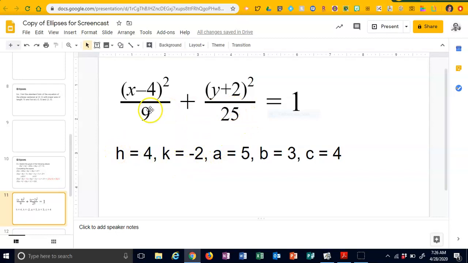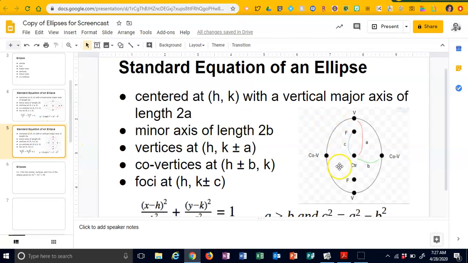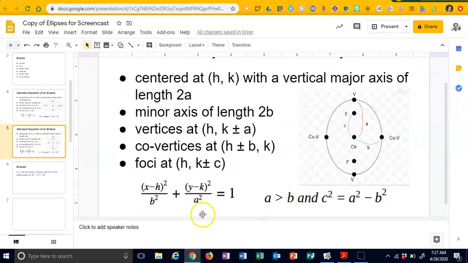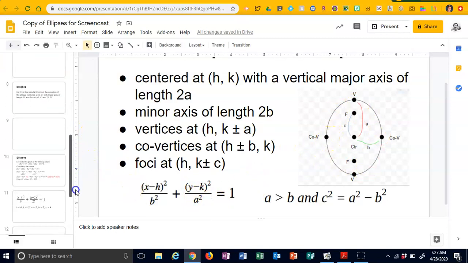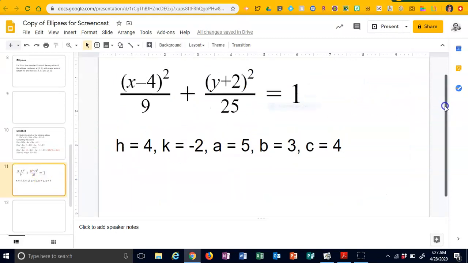The biggest number underneath either of these is the 25. So that's a squared. So I'm using the vertical. If I go back to the vertical, this is a vertical ellipse, because the bigger number is on the a part, the a squared is underneath the y. So it's going to be like a football that's held vertically on a tee or somebody's finger.